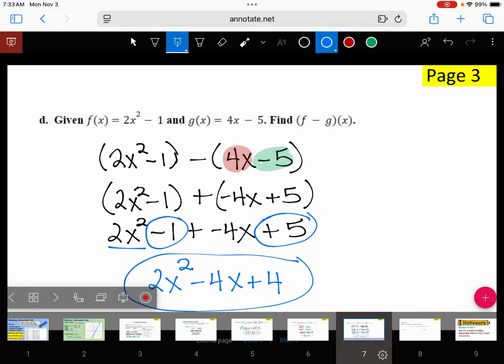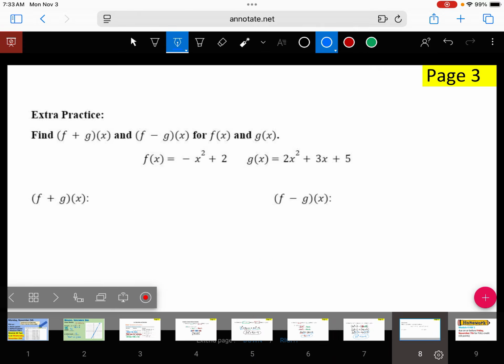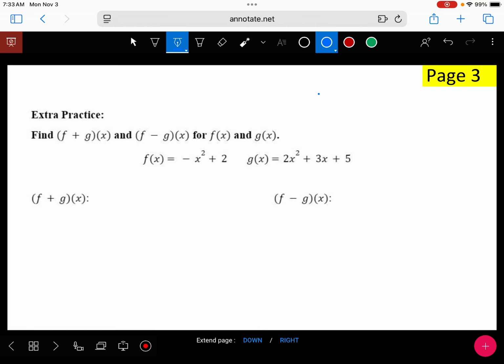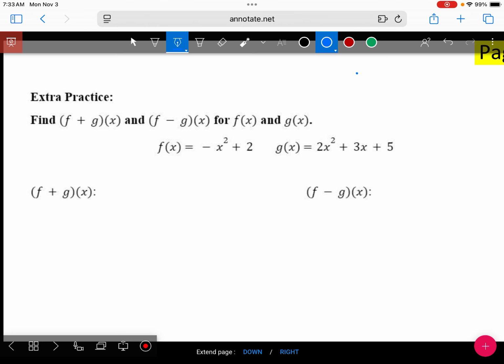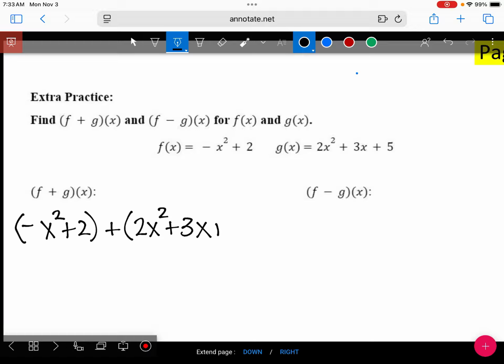All right, we're almost done. Let's go ahead and finish it out. We're going to do both. So first, let's add. And it matters because the F is first. That's why I'm going to put that first. It does matter for subtraction, but not for addition. So let's go ahead and write it out. So I have negative x squared plus 2. And then you don't really need to put parentheses when it's addition, but I'm just going to do it. The reason why we don't is because there are no sign changes.